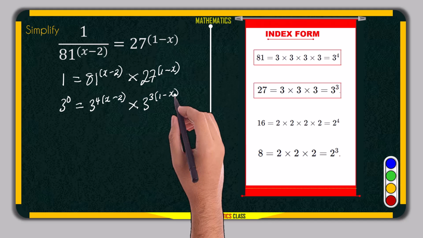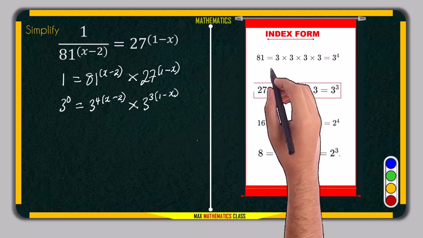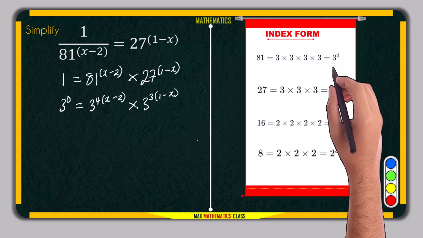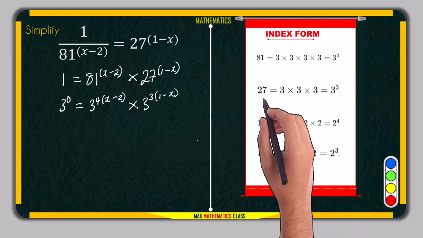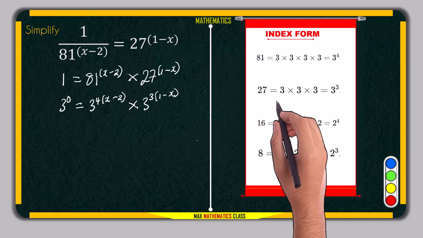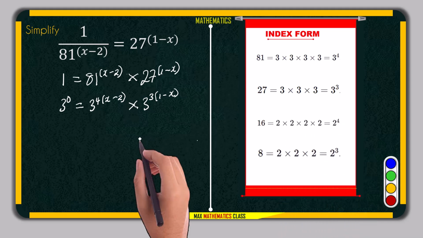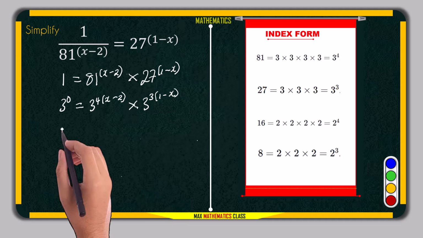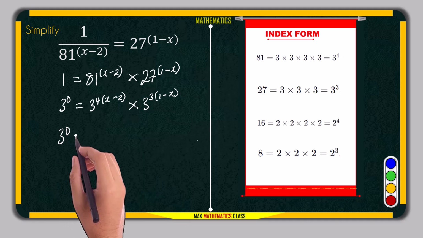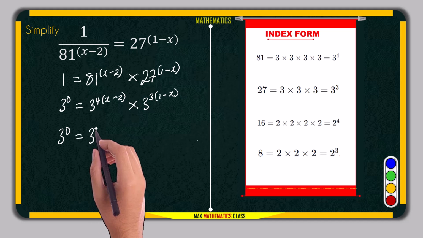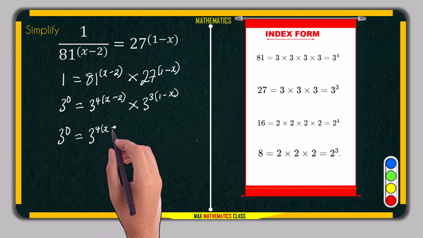So from the index form chart, you can see the index form of 81 is 3 raised to the power of 4, and the index form of 27 is 3 raised to the power of 3. After this, we are going to continue by writing 3 raised to the power of 0 equal to 3 raised to the power of 4 times (x minus 2).